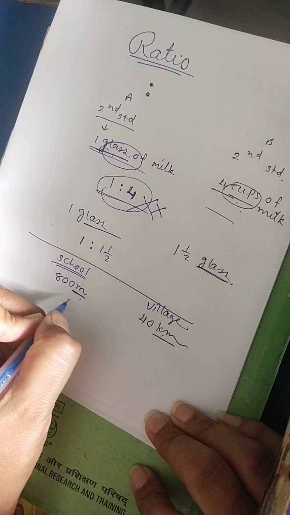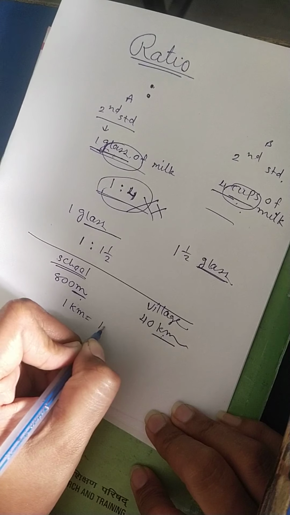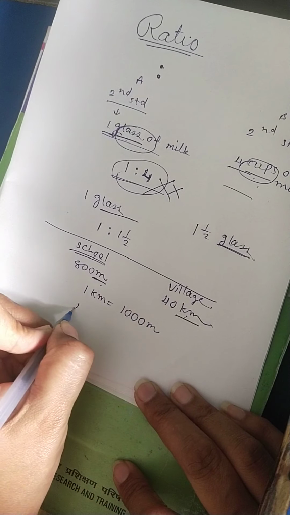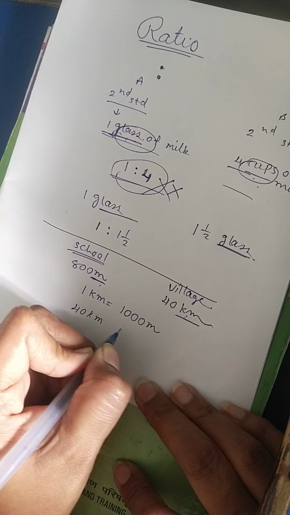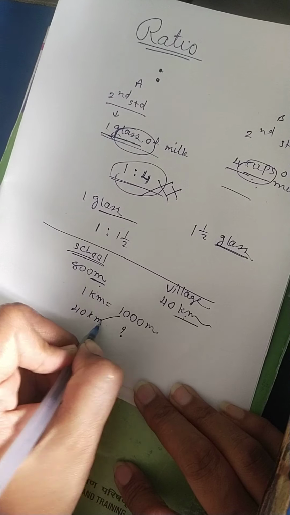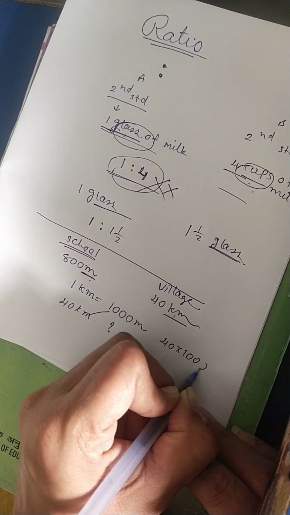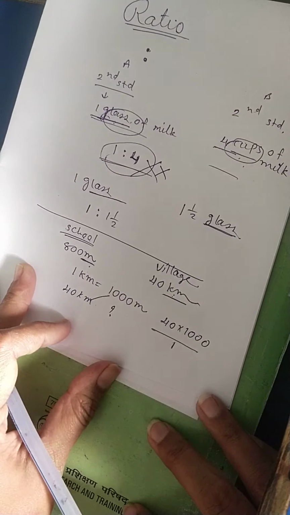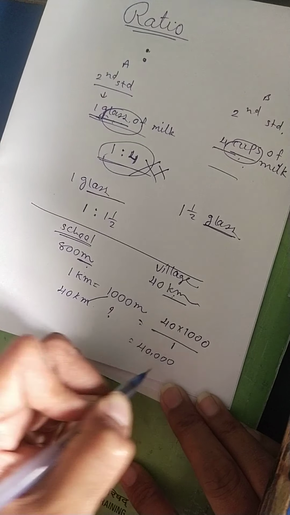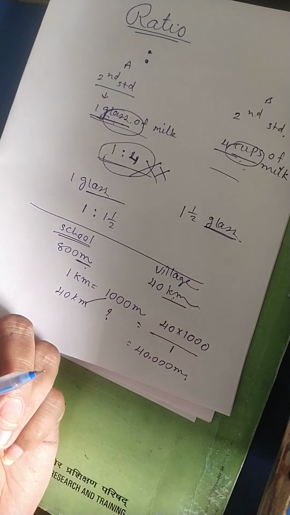We know 1 kilometer is equal to how many meters, students? Very good, 1000 meters. So here 40 kilometers is equal to how many? We don't know, put the question mark. Cross multiplication: 40 multiplied by 1000 divided by 1. So here is 40,000. What is the 40,000? Meters.